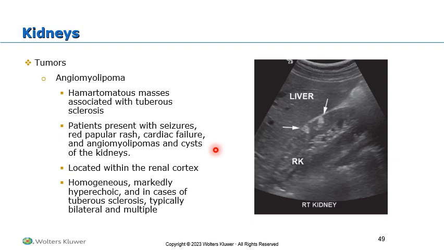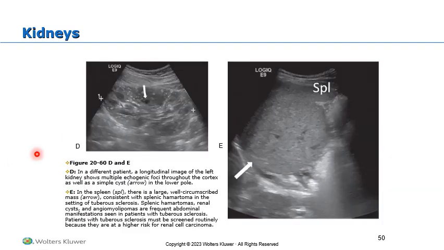Pretty innate, echogenic, pretty decently outlined, homogeneous, hyperechoic, and they can be, especially if you're seeing multiple angiomyolipomas or bilateral, then that does increase the probability that they are coming from the patient's tuberous sclerosis rather than just an unrelated finding. Here's just a couple examples of a couple patients.